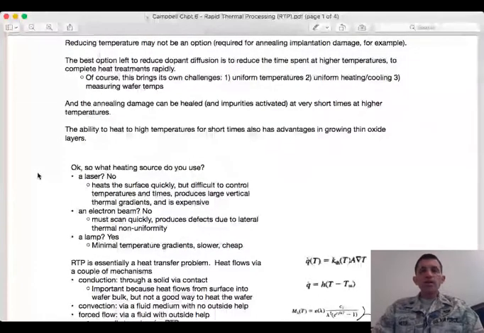Luckily, this is enough, right? You can anneal damage very rapidly, and so you can heal that damage in the crystal. You can activate the impurities, meaning you can move those to a lattice site so they become part of the crystal, the silicon material, very quickly, right? So short times is enough for annealing damage. So you can get the annealing that you want and avoid the diffusion that you don't want.